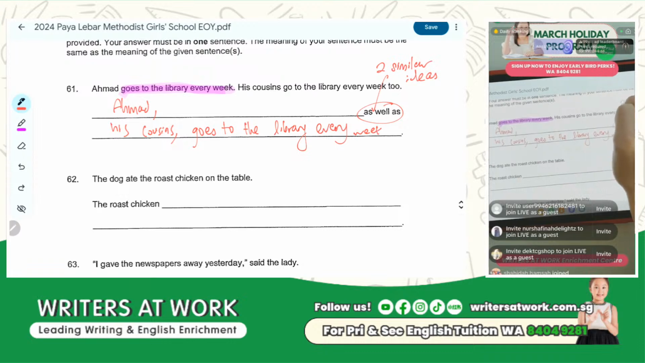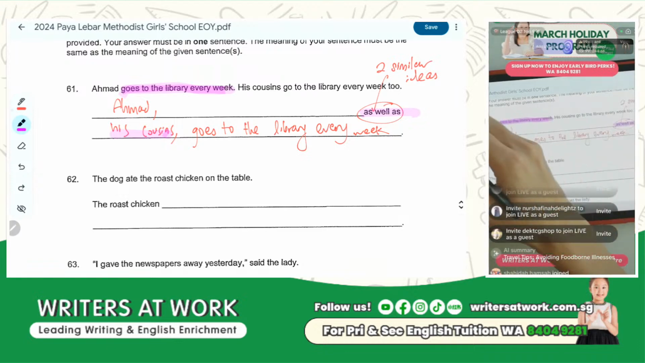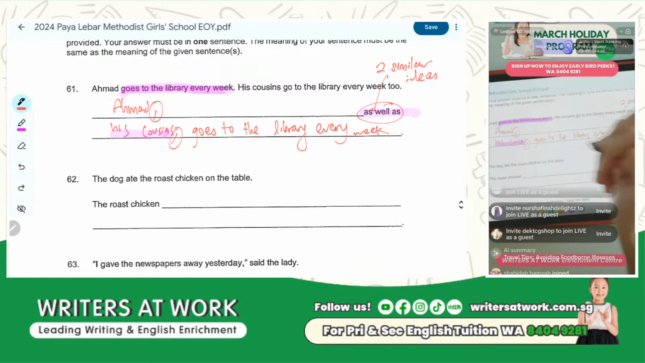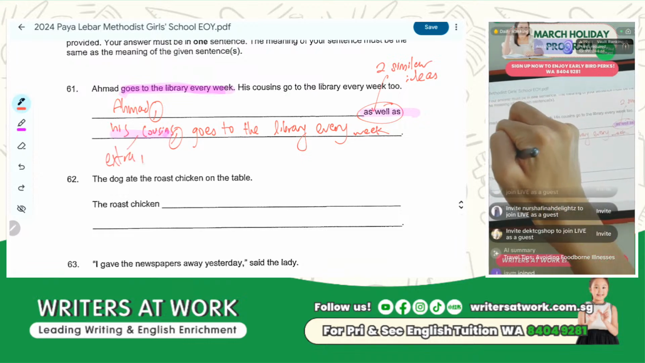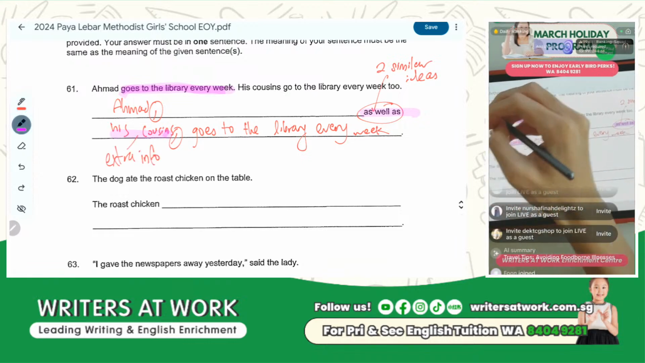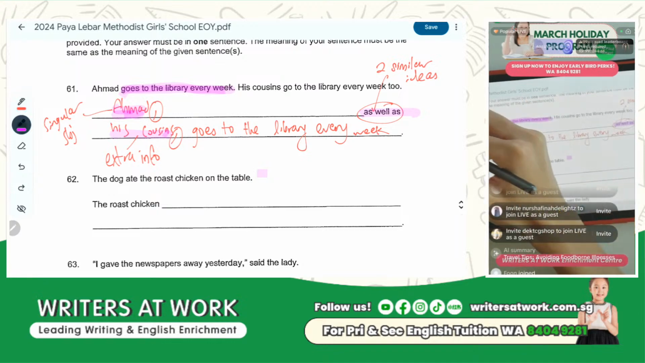Please take note, "as well as his cousins" is meant to be additional information. So we'll always put the commas. And because this is extra info, we'll take into consideration Ahmad, which is a singular subject. That's why over here it's "goes to the library". Alright.